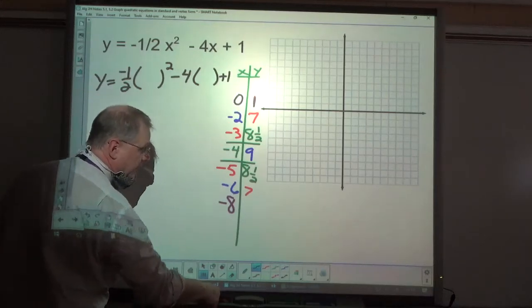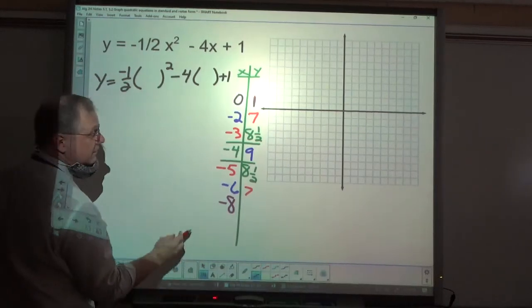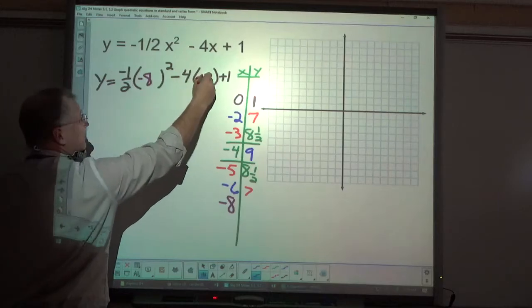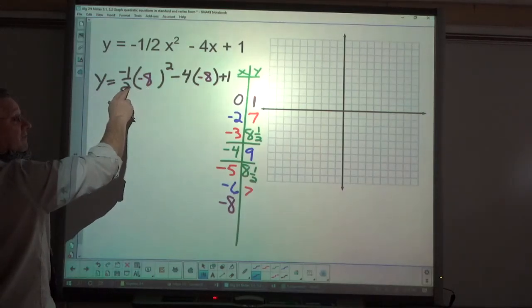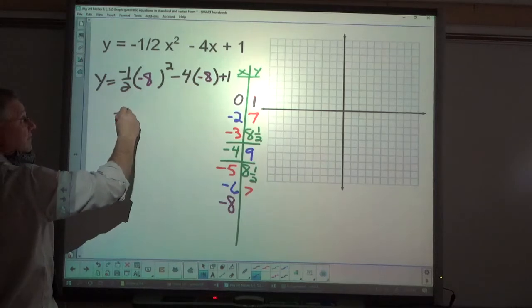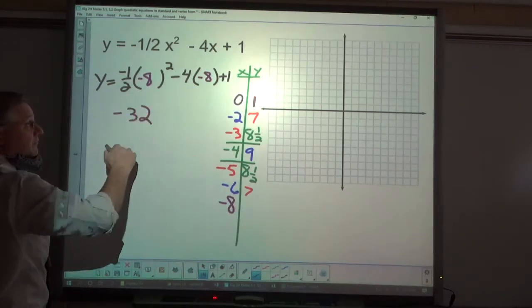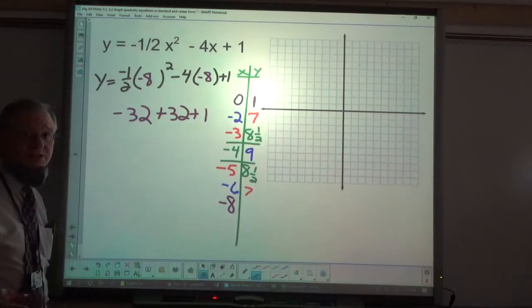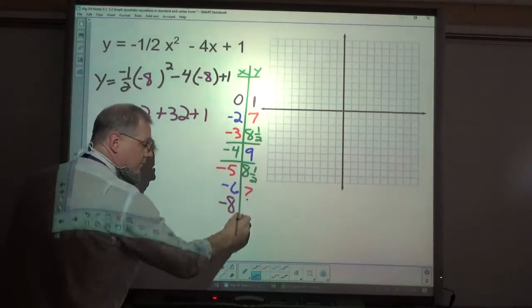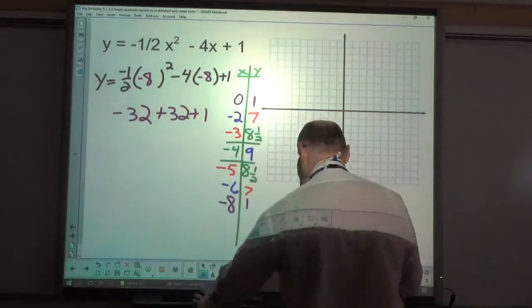All right, so we're filling in -8. -8 squared is 64. Half of that is 32, -32 because of the negative. This is going to be positive 32 plus 1. Well, that's just going to be 1. These two cancel out. Now I can plot these points.